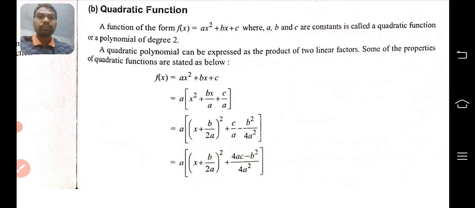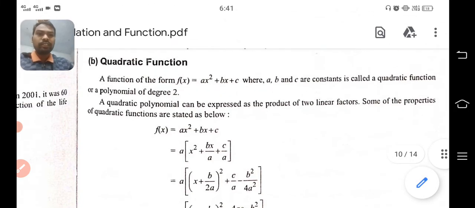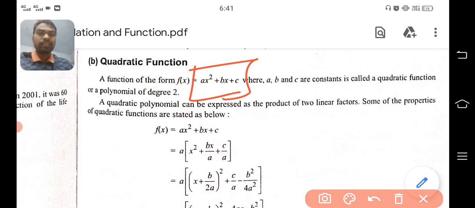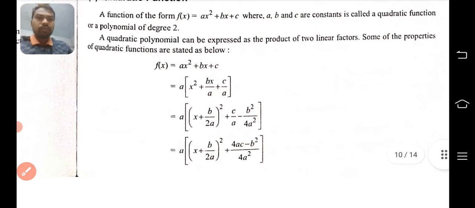Clear? And as I have already told you in the case of the polynomial function, if the highest power of the function is 2, then we can say it is a quadratic function. A quadratic polynomial can be expressed as the product of the two linear factors. And there are some properties of quadratic functions, as stated below, which you can see.